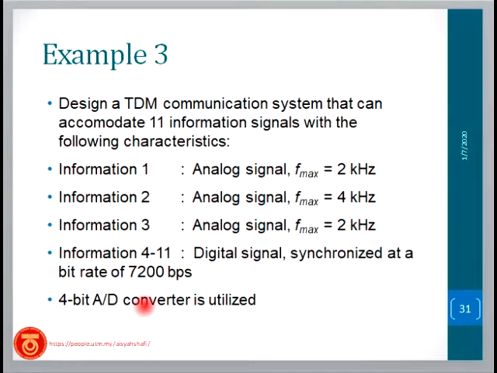Okay, for example 3: design a TDM communication system that can accommodate 11 information signals with the following characteristics. Information 1 to information 3 are analog signals. And information 4 until 11 are digital signals synchronized at a bit rate of 7,200 bits per second. And a 4-bit analog to digital converter is used.